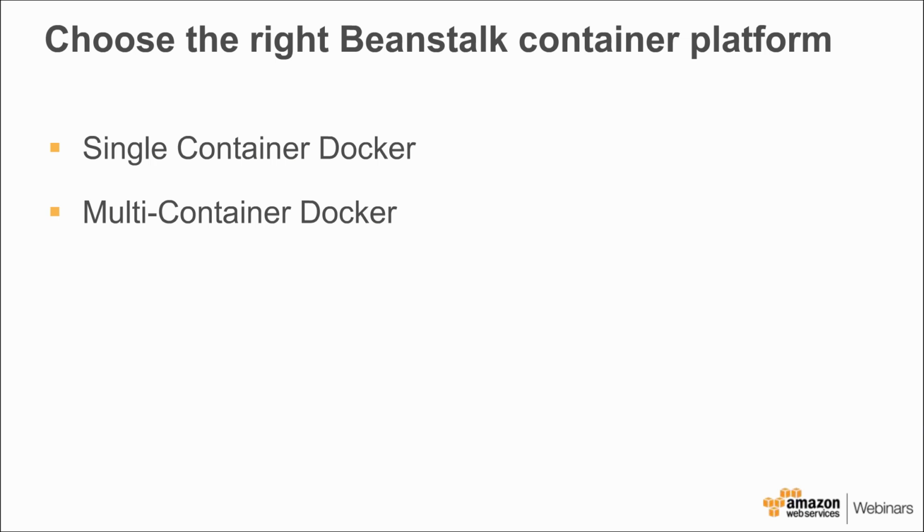So again, you need to choose the right Beanstalk container platform. There's two options, single container and multi-container. Ironically, you can actually define a single container in the multi-container version. So my general recommendation is to go with the multi-container configuration in case you decide that you want to have another container defined within that particular Dockerrun.aws.json file.